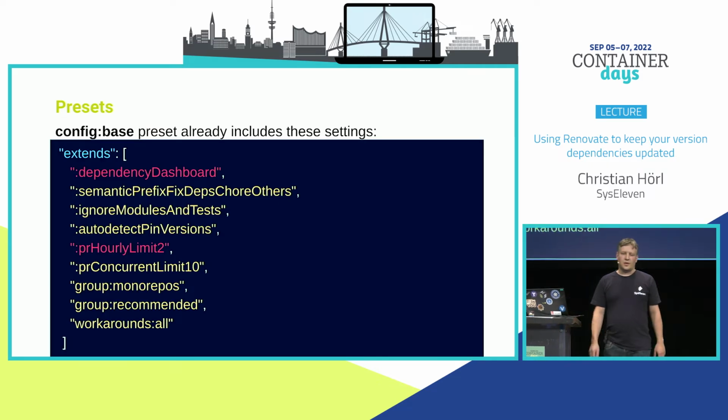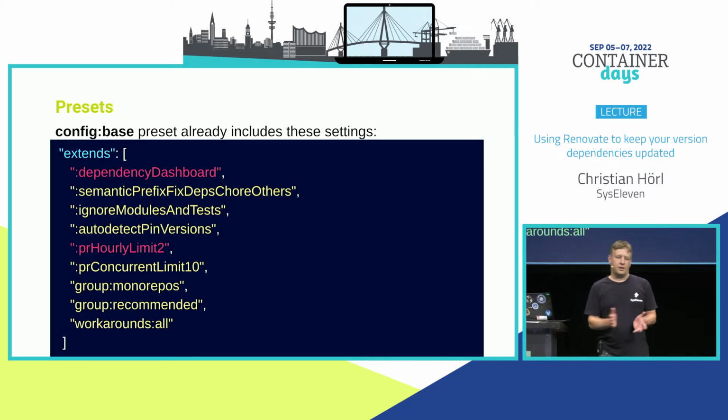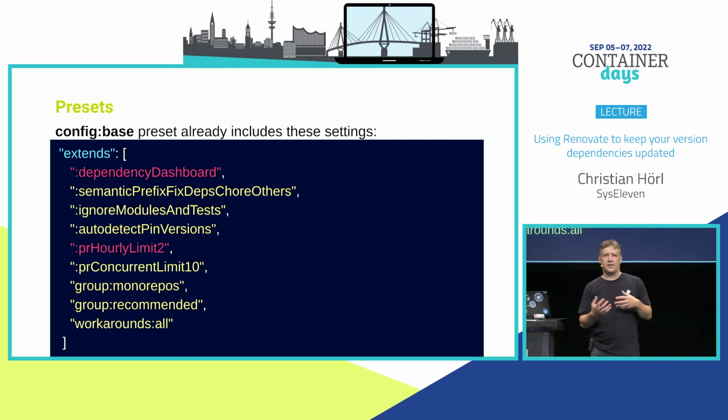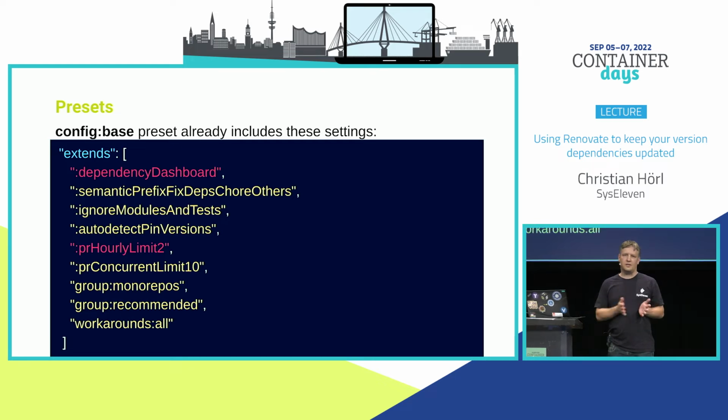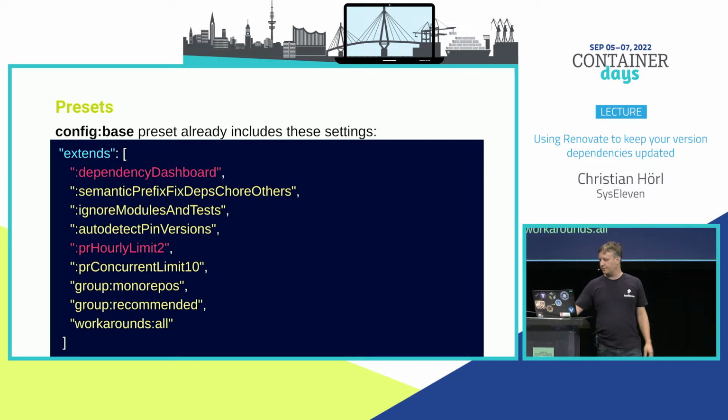How does such a preset look like? Here's the very most crucial and basic one. It's called config:base, and it does some things such as enabling the dependency dashboard for Renovate, or setting some pull request limits per hour, or some concurrent limits. So these are really basic settings. I did not have to change any of these when I was starting, but I thought it was worth mentioning those presets and what they do in the background. To be honest, I did not change anything of those rule sets, but this is what is running under the hood.